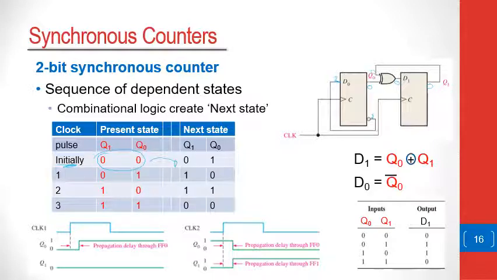Now, as the clock goes high, this 1 will be taken into the flip-flop, so Q0 will tend to rise. However, because the input at D1 would be 0, Q1 will remain as it is. It will remain as 0.